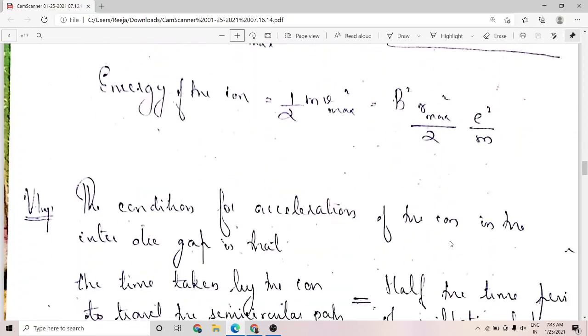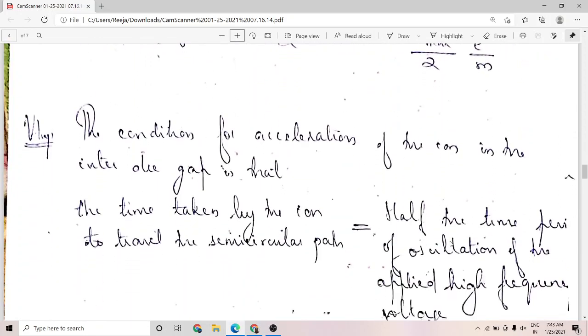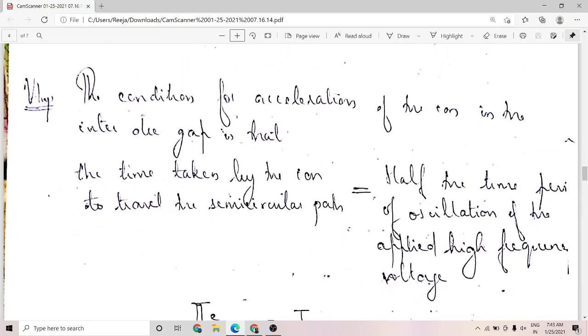Next we go to a very important thing, the condition for the acceleration of the ion in the cyclotron. That means once the ion gets attracted to one of the D's having the negative potential and executes a semicircular path, once it completes the semicircular path inside the D and comes into the gap, it should be able to see a negative potential on the second D.